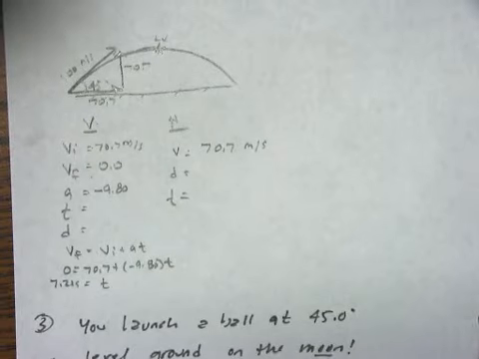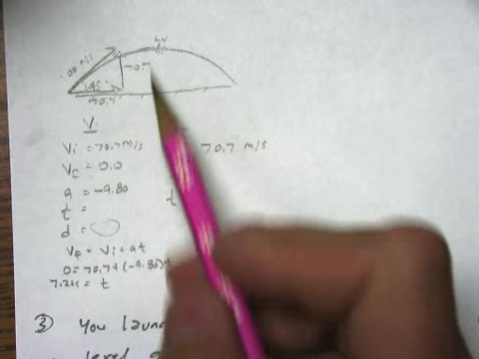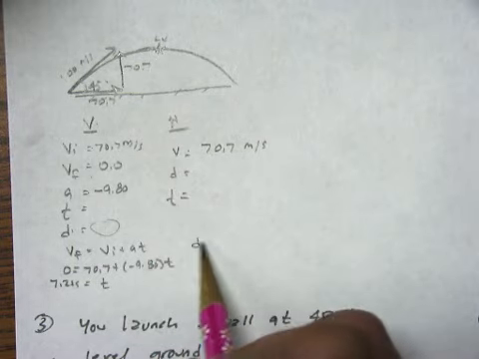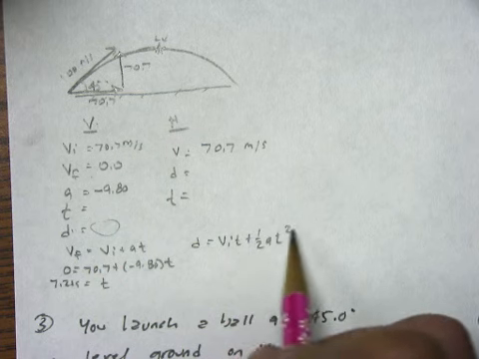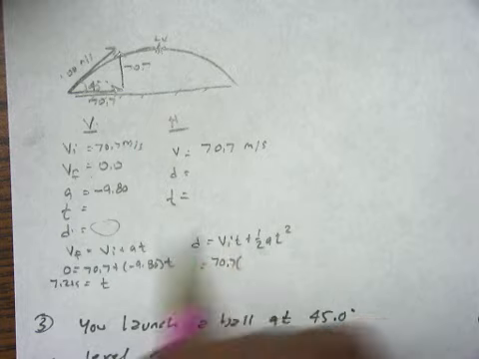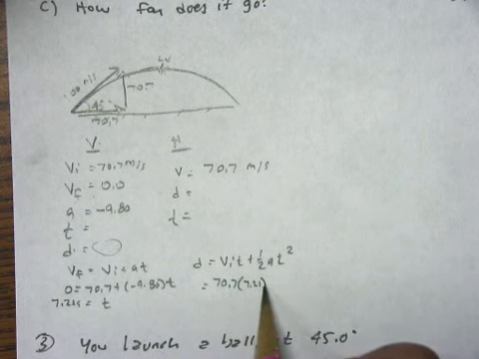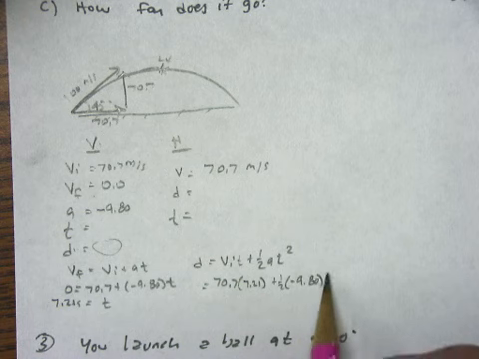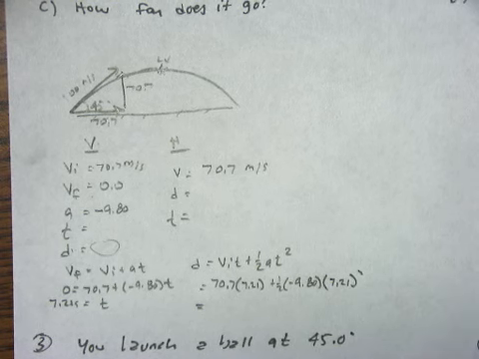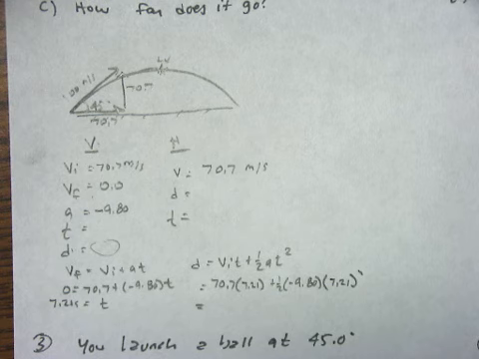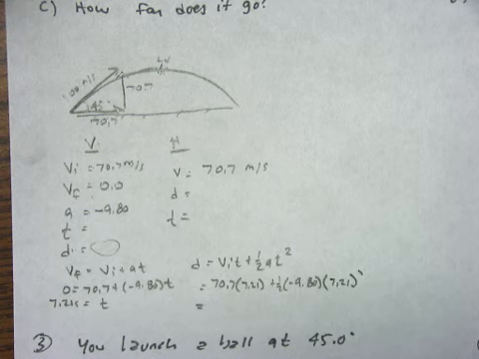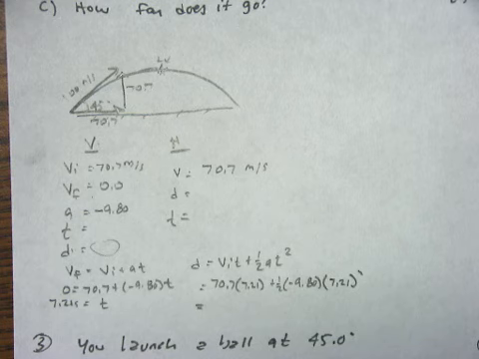seconds. Okay, to figure out how high it went, that's a vertical distance. So I'll solve for D equals VIT plus 1/2 AT squared. The initial velocity is 70.7. The time to right here now, mind you, is 7.21 plus 1/2 negative 9.8, 7.21 squared. So now I just crank that through on my calculator. And I get 255 meters.